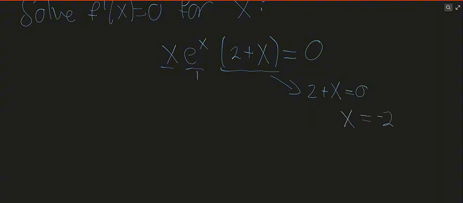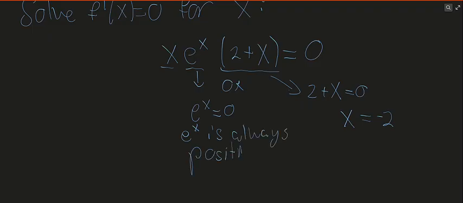Okay, the other possibility is e to the x is 0, which doesn't actually happen because exponentials are always positive. So e to the x is always positive, never 0. So that's discounted. Beautiful. And last but not least is x, and that gives x equals 0. There's nothing really to solve. So you have two possibilities, negative 2 and 0.